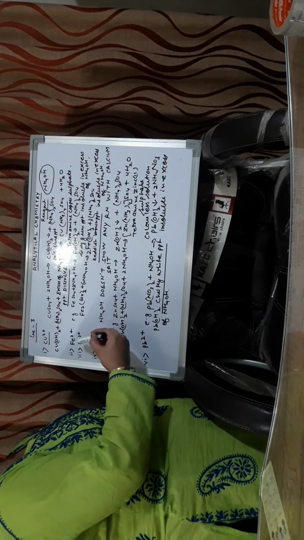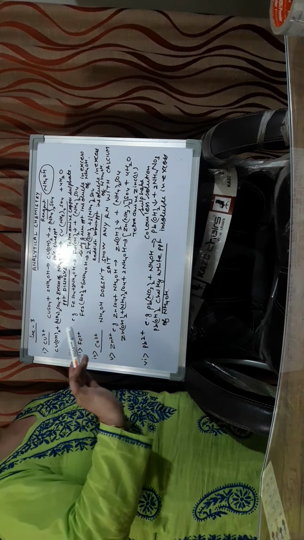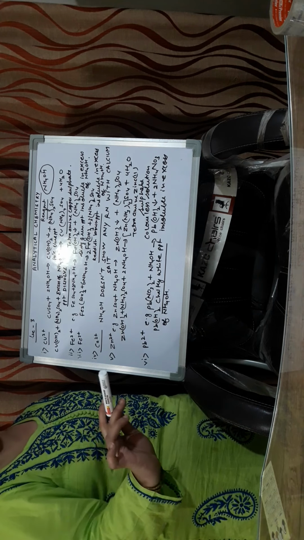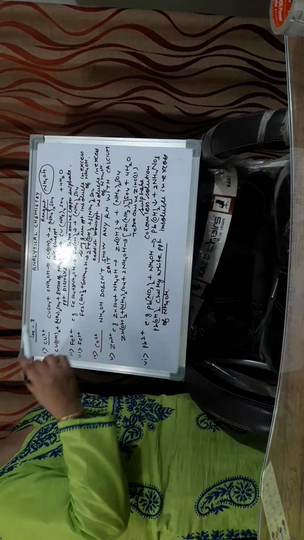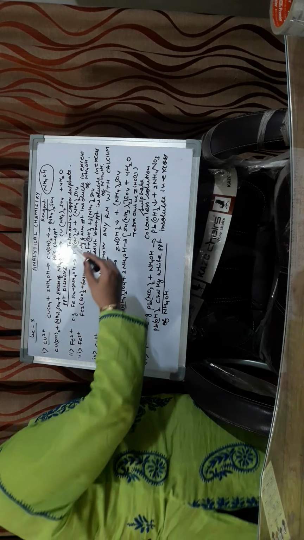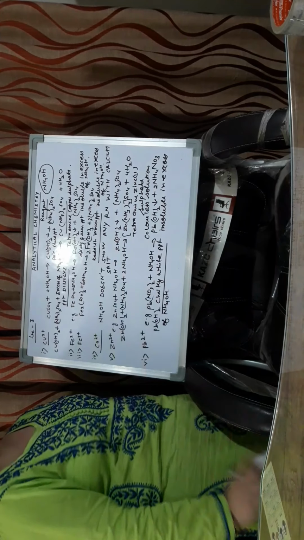So for these two cations, the result will be the same for NaOH, for KOH and for NH4OH. The color of the precipitate will remain the same, that is for ferrous Fe(OH)2 the color is dirty green, and for ferric the color is reddish brown.